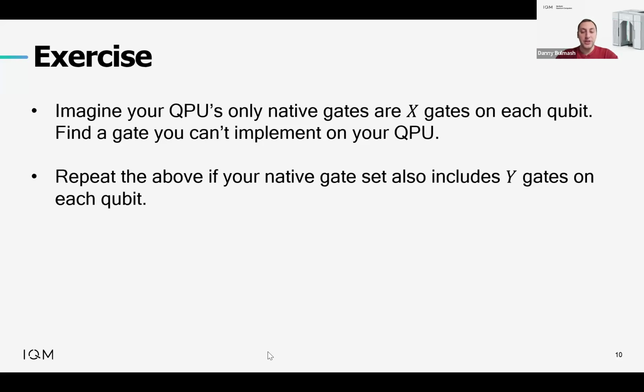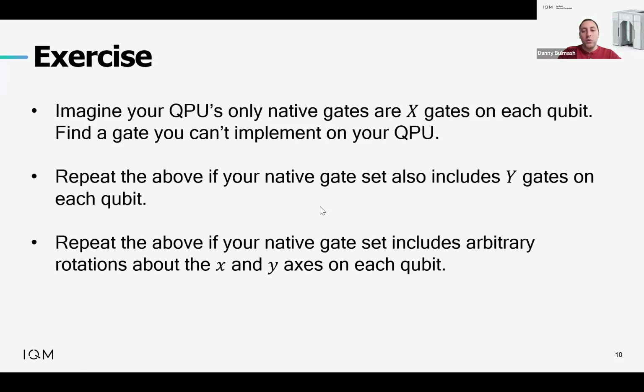Good, I'm seeing a lot of good answers. Somebody actually said Z. It turns out that if you do an X and then a Y gate, that's the same thing as Z. But indeed, we can't do an S gate, we can't do a T gate, and in particular, we also can't do a C naught gate. We can't do any gate that involves two qubits talking to each other, right? Our native gate set only involves gates that talk to a single qubit.